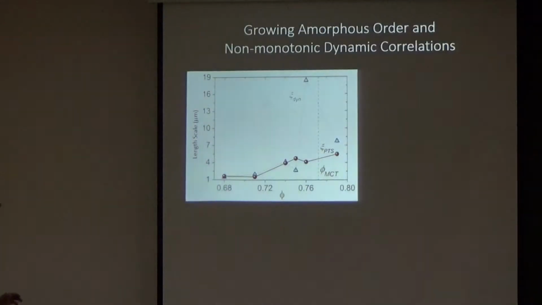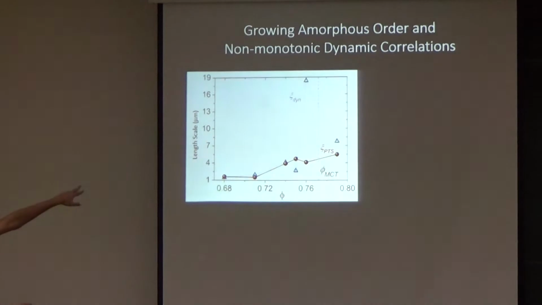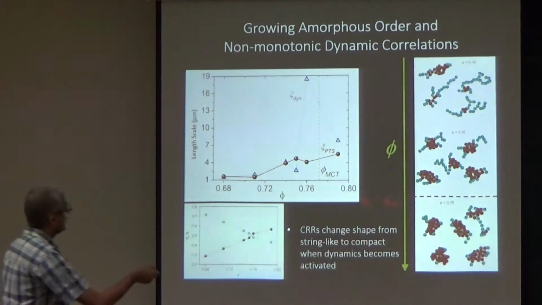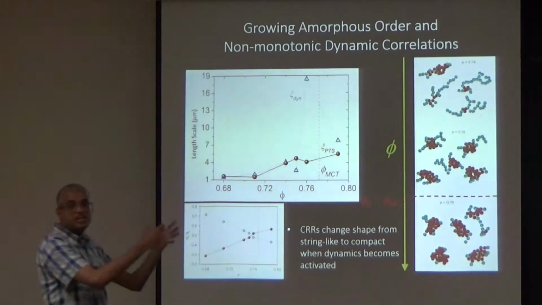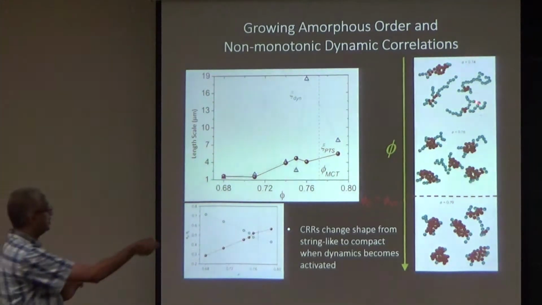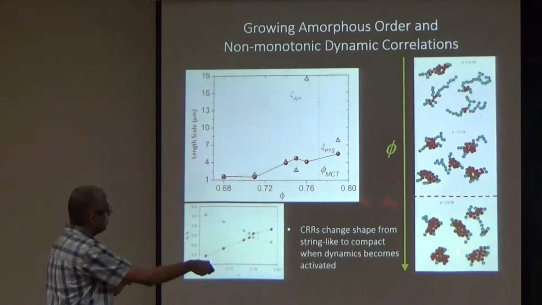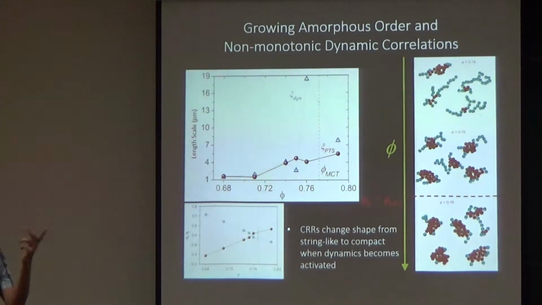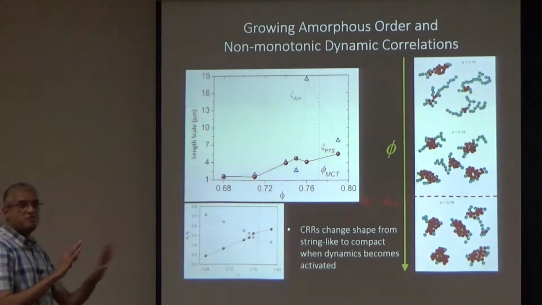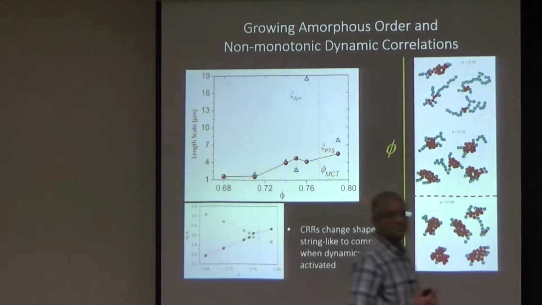Essentially, that is the non-monotonicity that we observed, and in our experiments we did observe that the objects, the CRR shapes or the dynamical heterogeneities, did go from stringy objects to more compact objects. This is a prediction that's unique to RFOT. There are many theories of the glass transition, but only RFOT says this should happen.